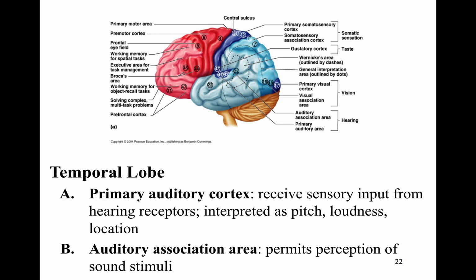The auditory association area is then going to permit perception of sound stimuli. For example, it's going to call on past experiences or past memories you have of those sounds in order to assign meaning to that sound stimulus. If you have past memories where a scream indicated danger, and you heard a scream, that auditory association area would associate that scream potentially with danger. So it helps permit the perception of sound stimuli.